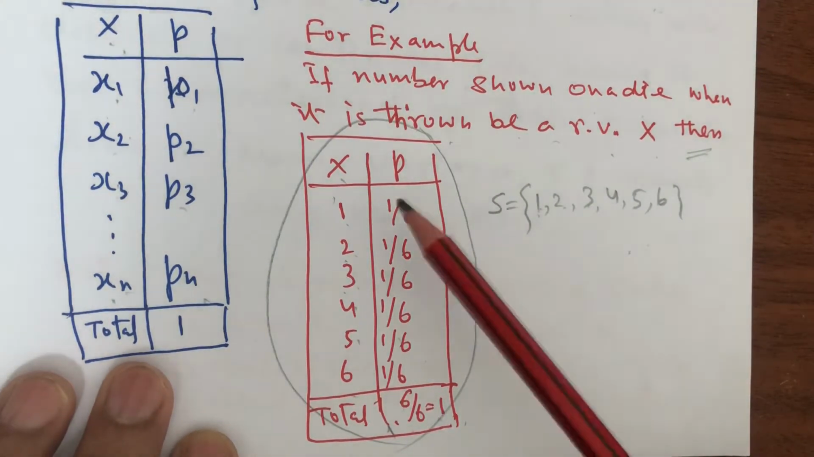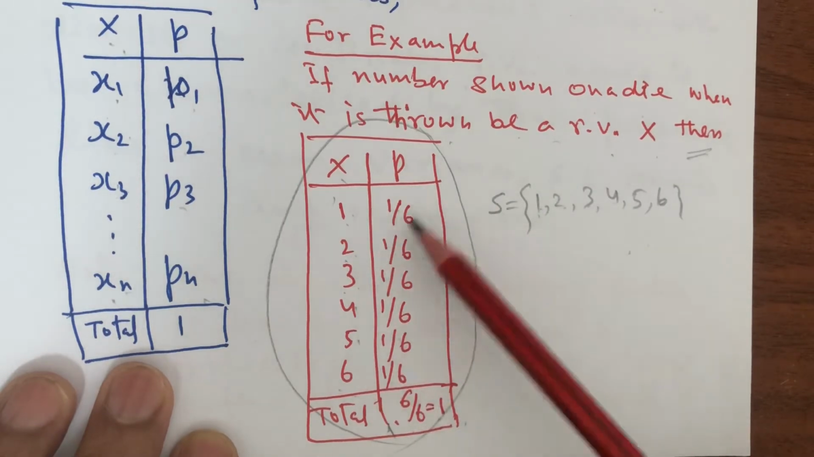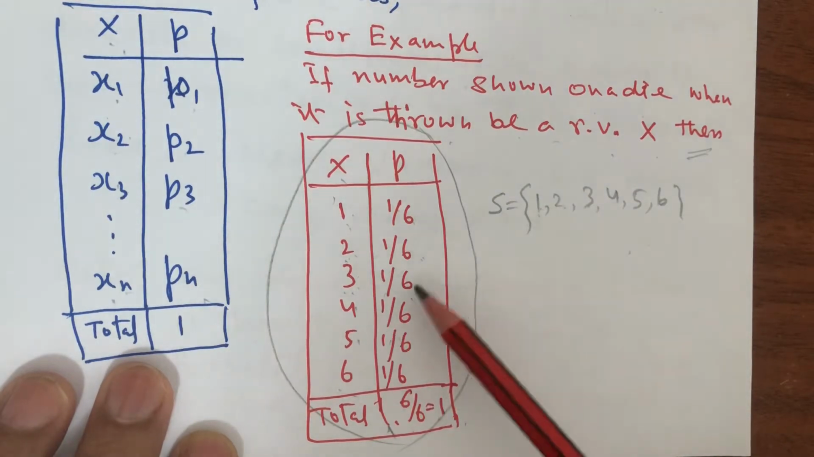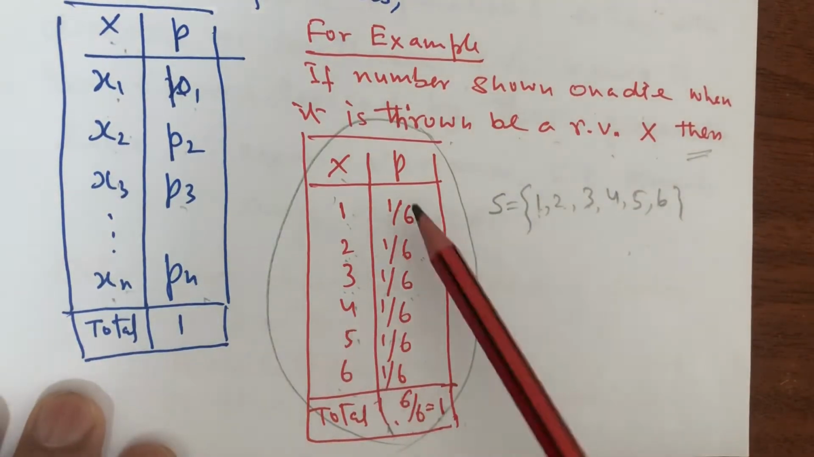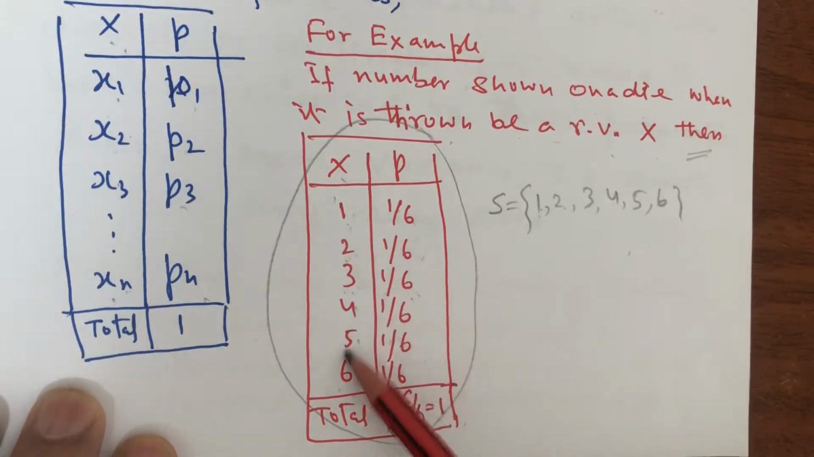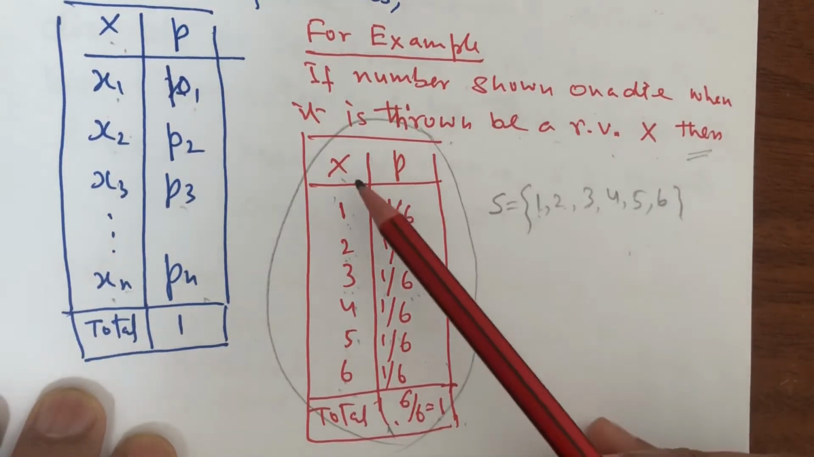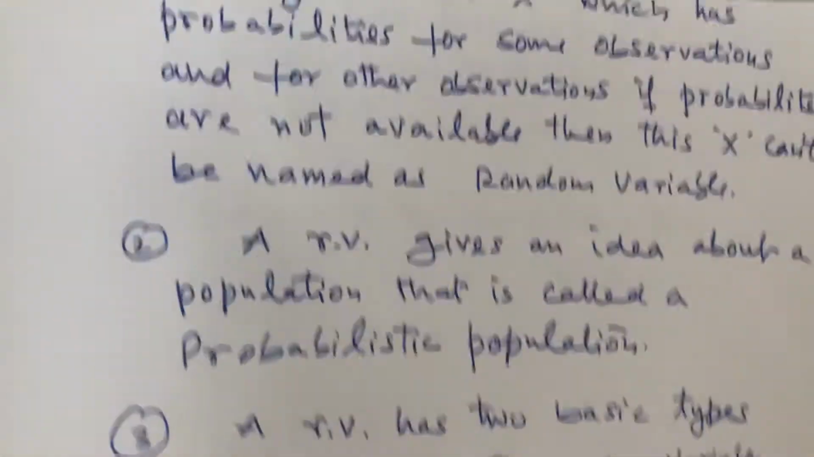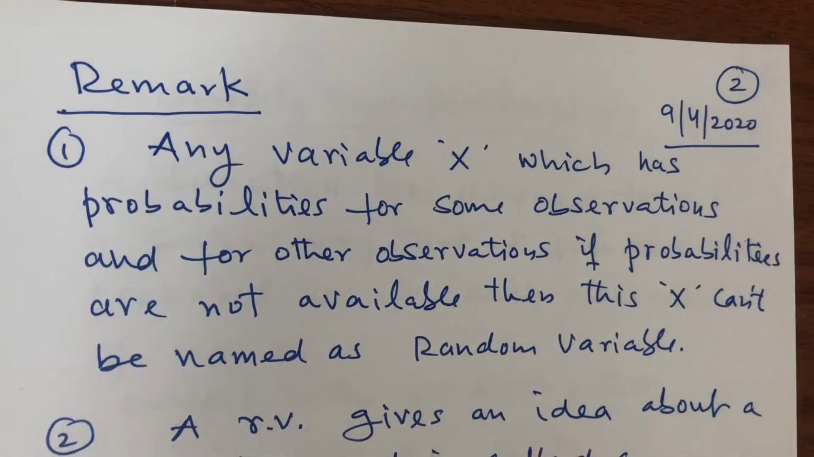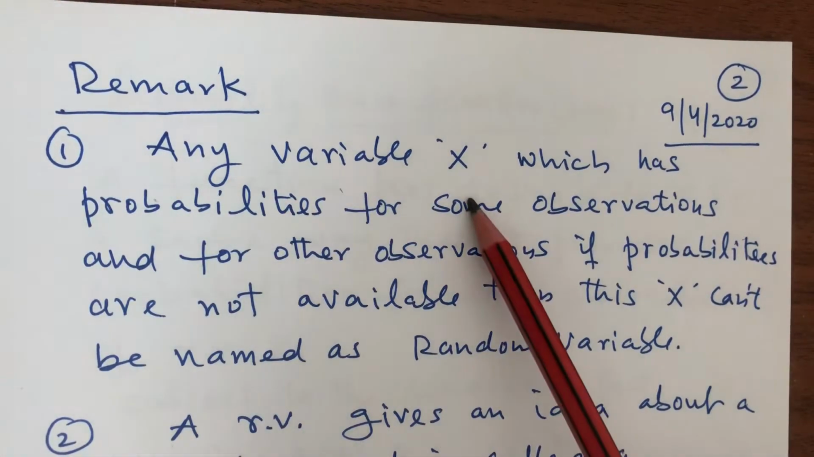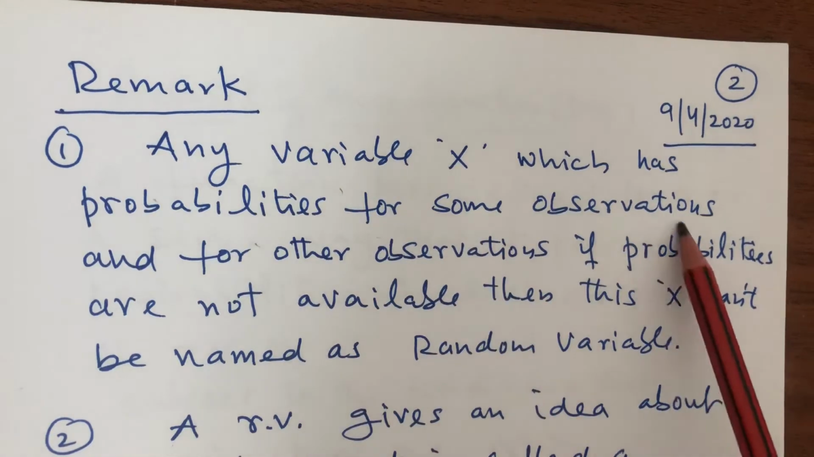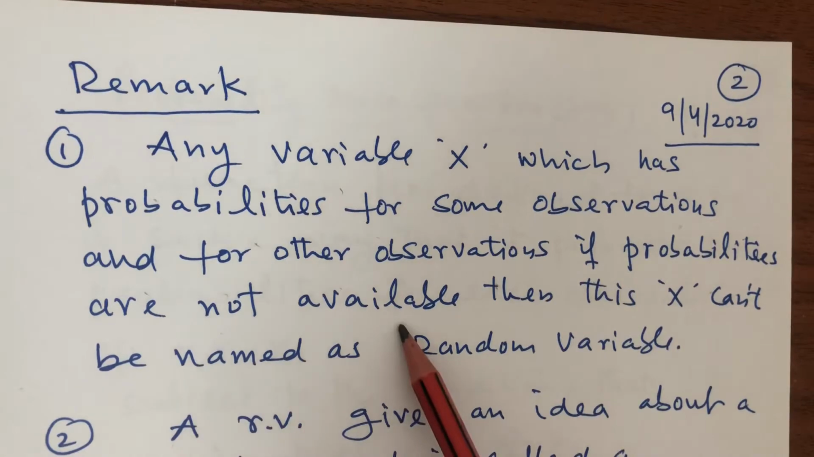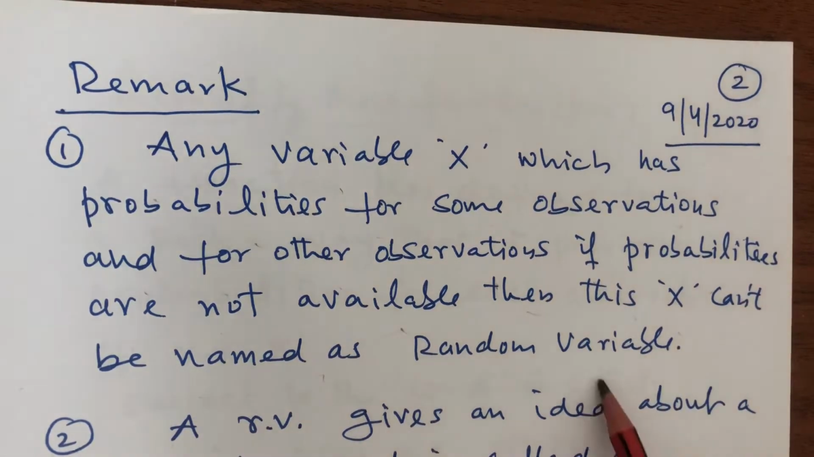Why is it a random variable? Because every observation has a corresponding probability. If any of the observations is denying to have a probability, or we are not able to calculate the probability for any of the point values here, then in that case we cannot call this x a random variable. Now I have some points to discuss for a random variable. Any variable x which has probabilities for some observations, and for other observations probabilities are not available, cannot be named as a random variable. Simple.